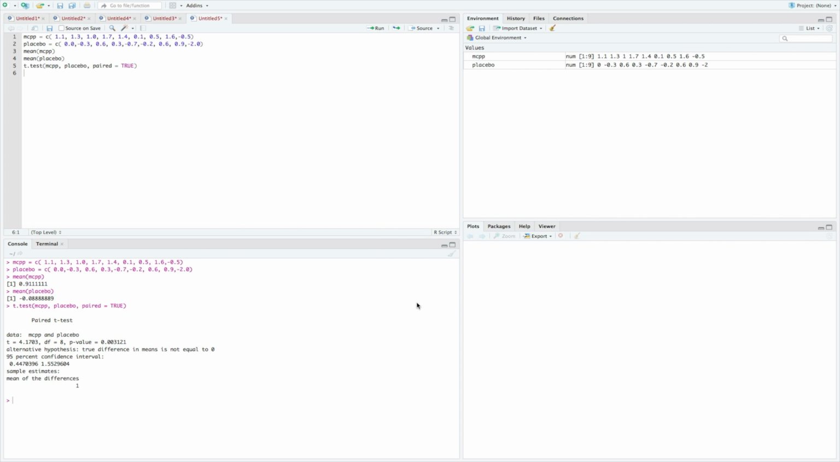Part C is the p-value based on the t-statistic. It's 0.003, and that is smaller than alpha level, so we have to reject the null hypothesis, which means we have significant evidence to show that MCPP has some effect on the weight loss.